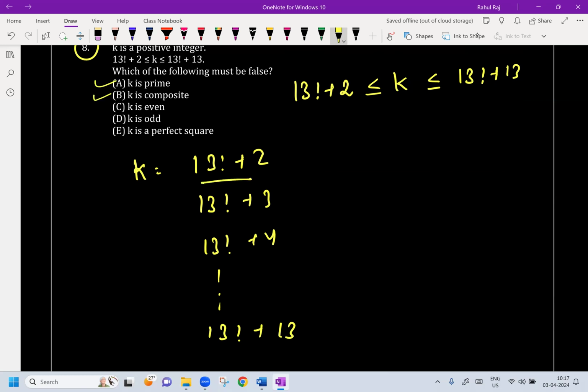So you have to tell me, is this a prime number or a composite number, or an even number or an odd number or a perfect square? Can you just imagine? Because there is 13 factorial. How do you do 13 factorial and then add plus 2? You will not have that much time. So what exactly can we do over here? Think once.